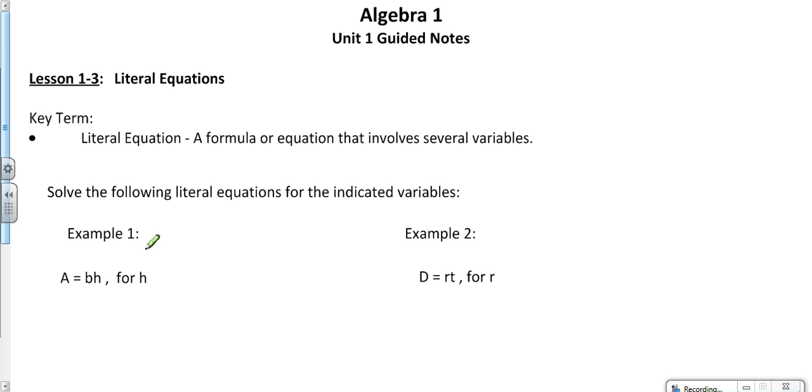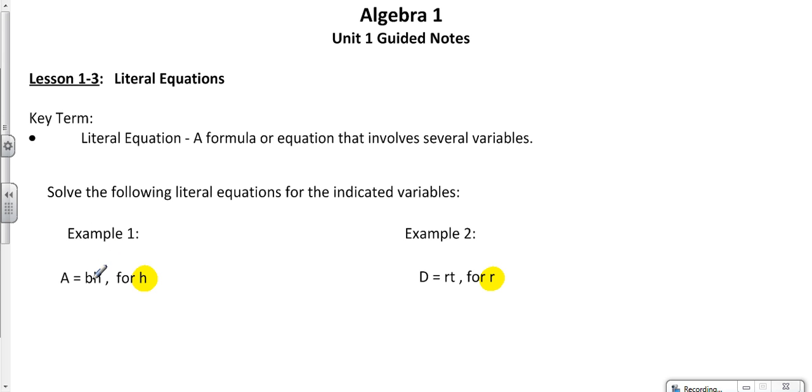So a literal equation is a formula or equation that involves several variables. We want to solve them for certain letters. Now if you look at this closely, they tell you what they want you to solve for in each case. So we have to use algebra. Even though we don't have numbers, we want to solve for the letter, but using algebraic rules.